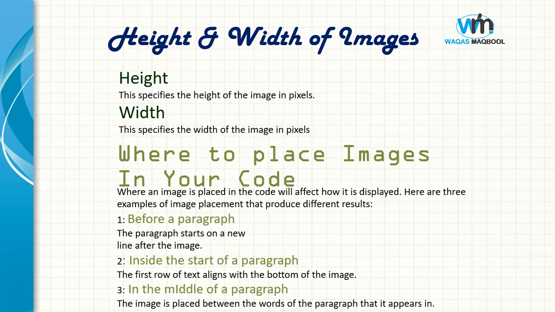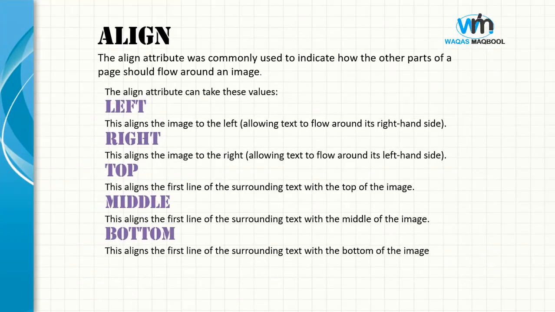Where to place the image in your code. Where an image is placed in your code will affect how it's displayed. Here are three examples of image placement that produce different results: before a paragraph, where the paragraph starts on a new line after the image; inside the paragraph; and in the middle of the paragraph. So you can also align your image.